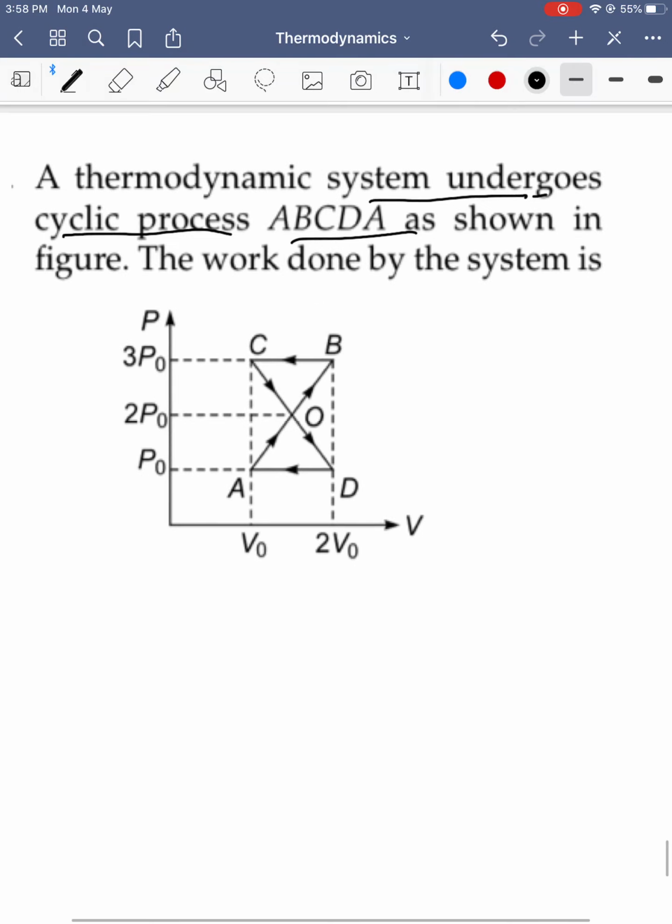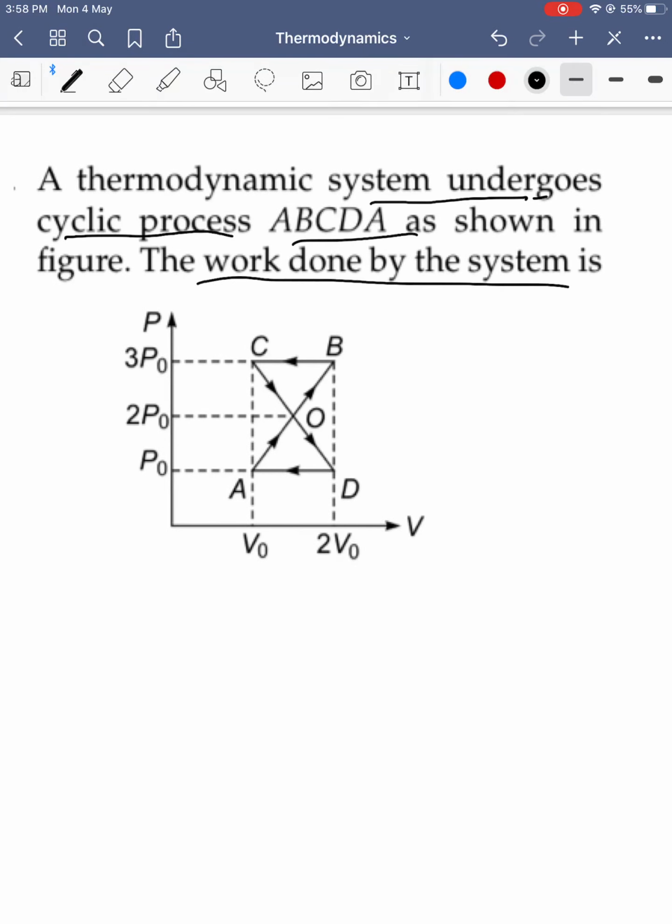So in this case, the work done by the system has two parts, first and second. In the first one, the volume is increasing, which is dominating, so work done will be positive. In the second one, work done will be negative because volume is reducing.